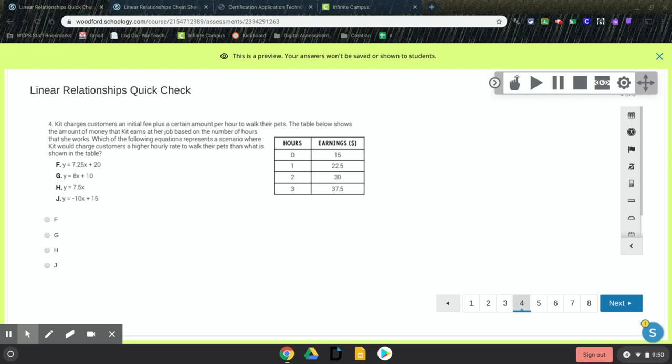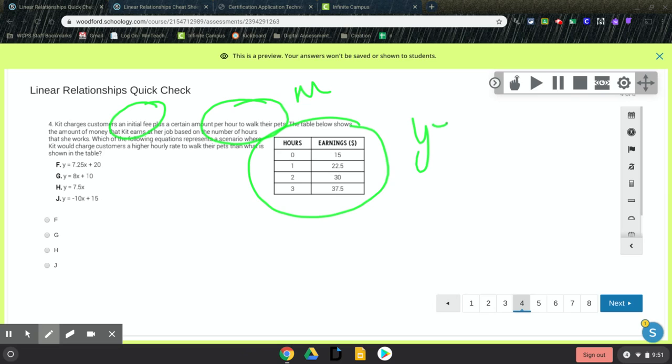Number 4. So Kit charges customers an initial fee plus a certain amount per hour. Remember we talked about how that initial fee, that's your y-intercept. So they charge them an initial fee plus an amount per hour. That's their rate of change, so that's probably going to be your M. The table below shows the amount of money that Kit earns at her job based on the number of hours that she works. Which of the following equations represents a scenario where Kit would charge customers a higher hourly rate to walk their pets than what is shown in the table? So this one, what you have to do is you have to figure out what is my equation for this table.